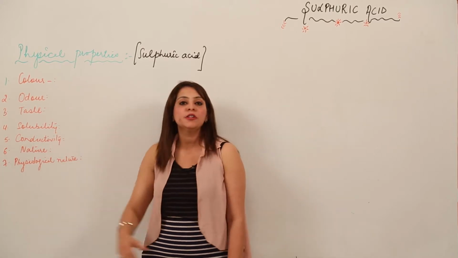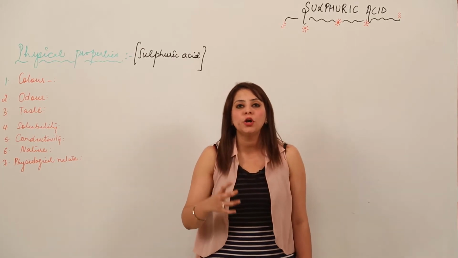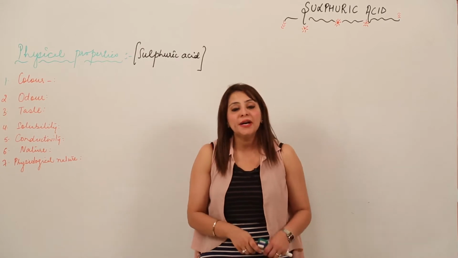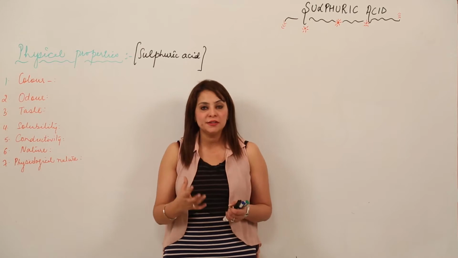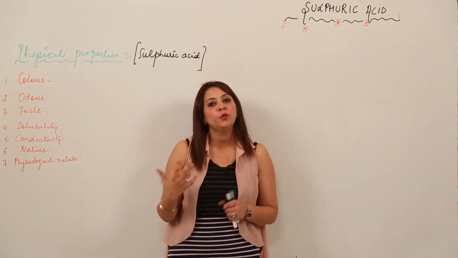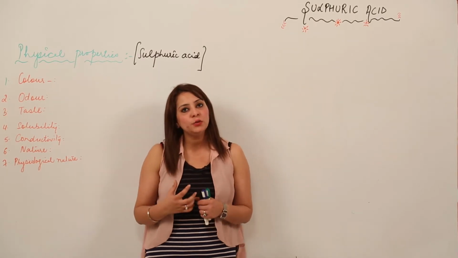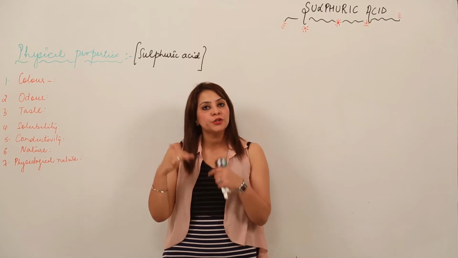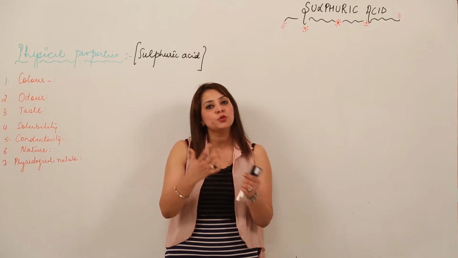And when we talk about the solubility, sulfuric acid is soluble in water in almost all proportions, right? But you know that when we add acid to water, as we know, sulfuric acid is a strong acid, the reaction between sulfuric acid and water is exothermic. So if we wish to dilute it, we do not add water to an acid, but instead we add acid to water.